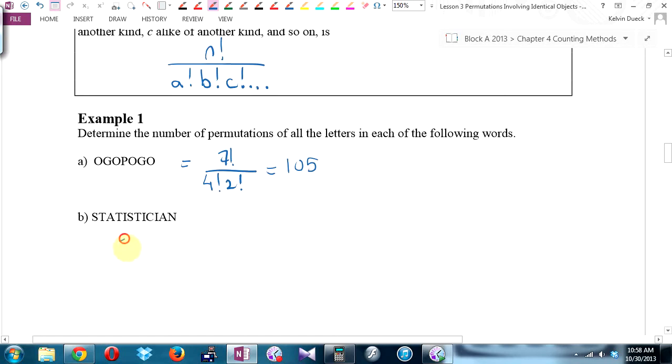Statistician. Try this one on your own. Let's see if we get the same thing. 1, 2, 3, 4, 5, 6, 7, 8, 9, 10, 11, 12. 2 S's, 3 T's, 2 A's, 3 I's. I think that's it.